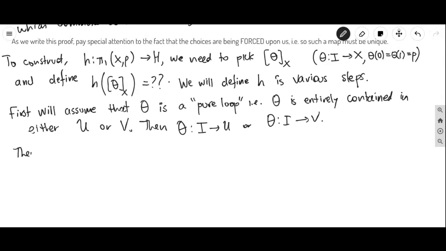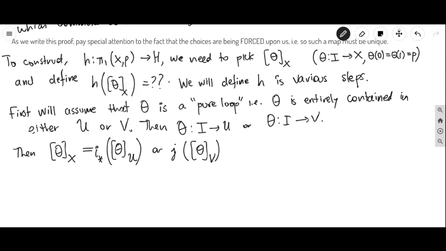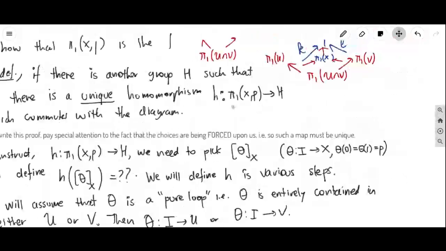Then the homotopy class of theta at X, this is the way you can write it. You can write it as the homotopy class of theta in U, and then you map it using I star, or it's the homotopy class in V, and you just map it using J star, right? So those are the maps we had in the beginning.